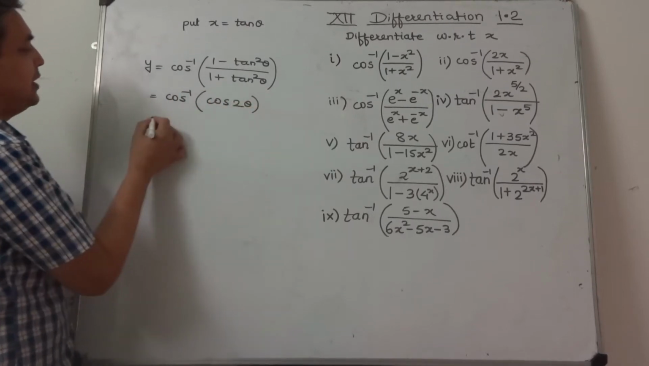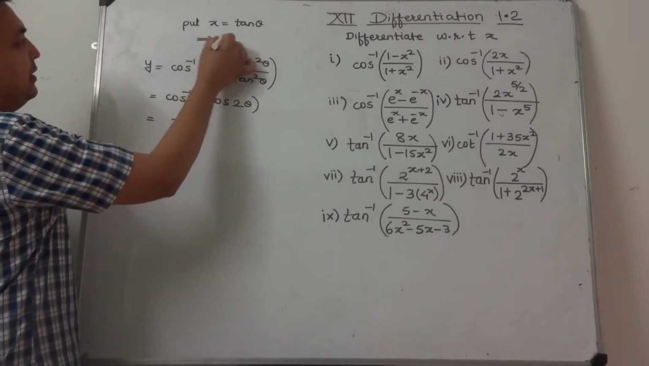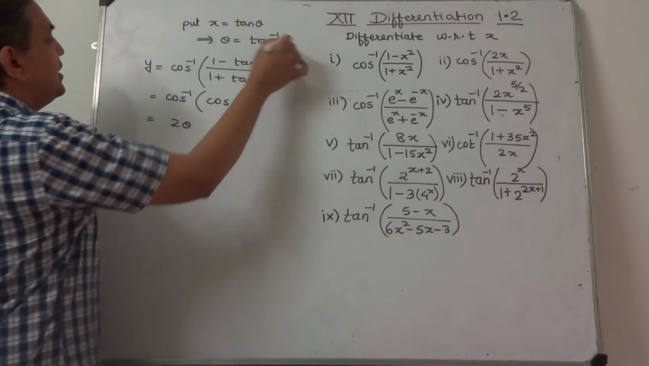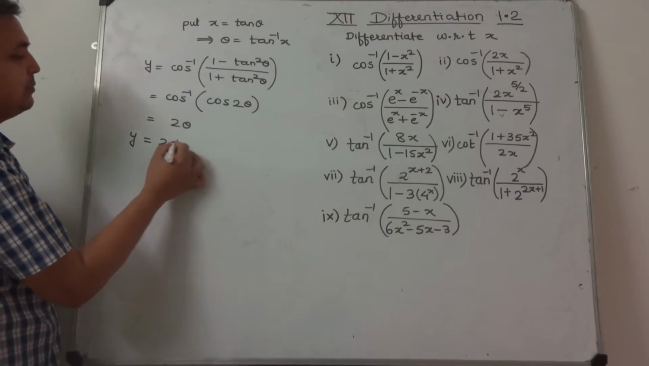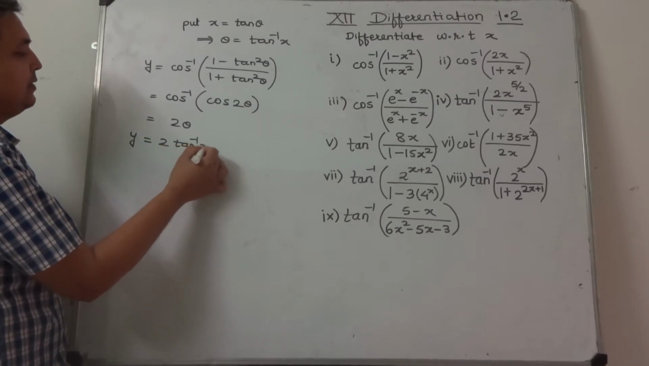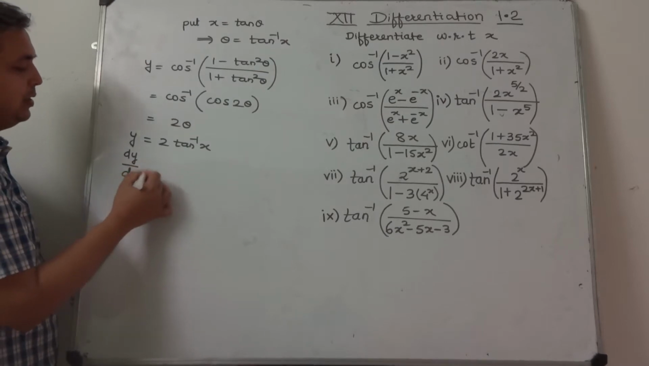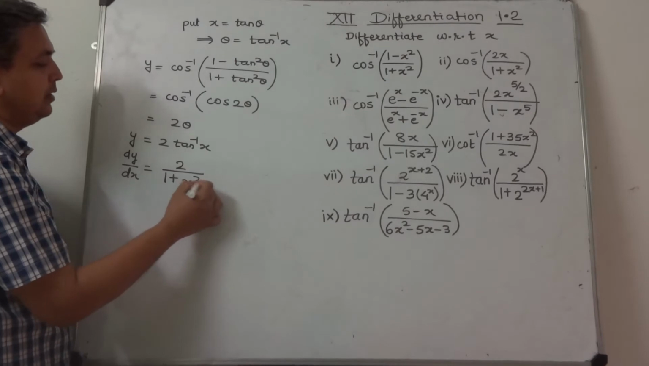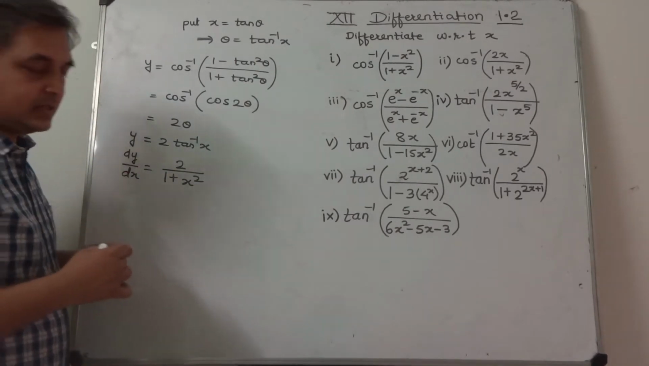Cos inverse cos gets cancelled, we get 2 theta, and from here we can write theta is equal to tan inverse x. We use this theta over here, and so y can be written as 2 times tan inverse x. So dy by dx is equal to 2 constant, derivative of tan inverse is 1 upon 1 plus x square. That is the result. Is this clear?